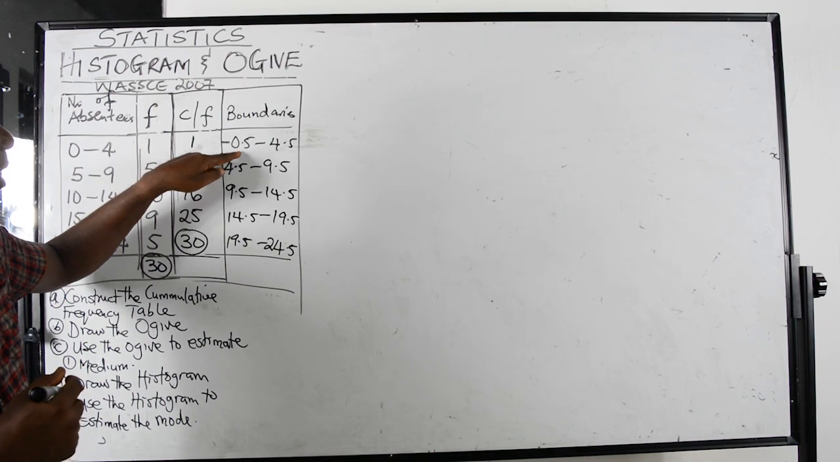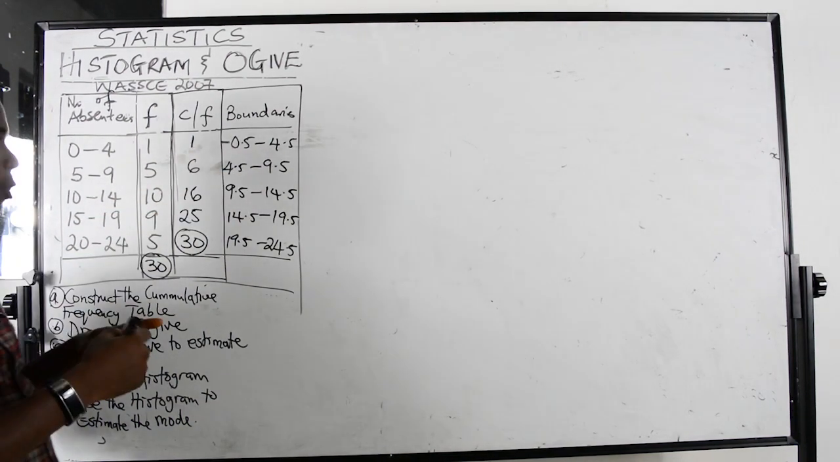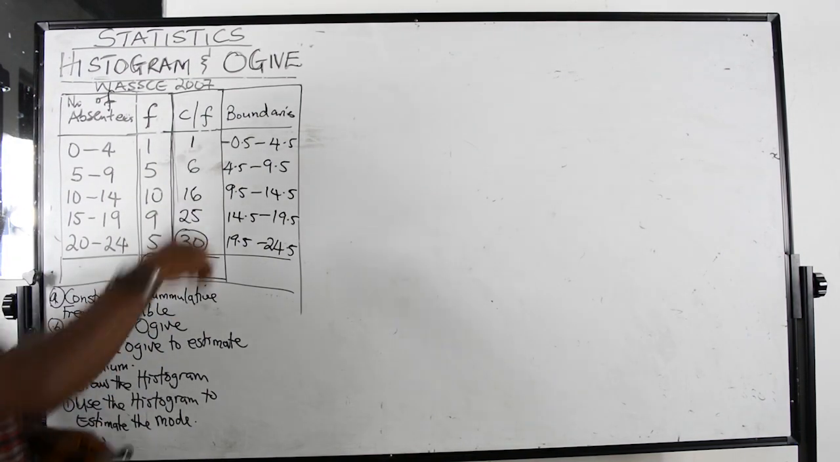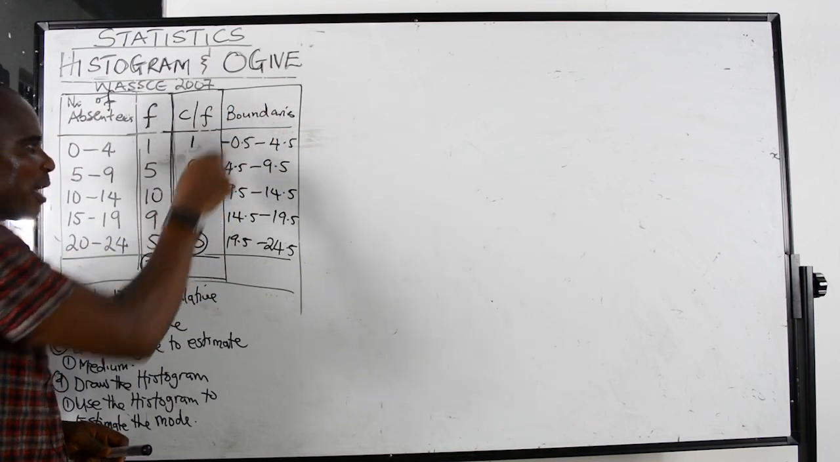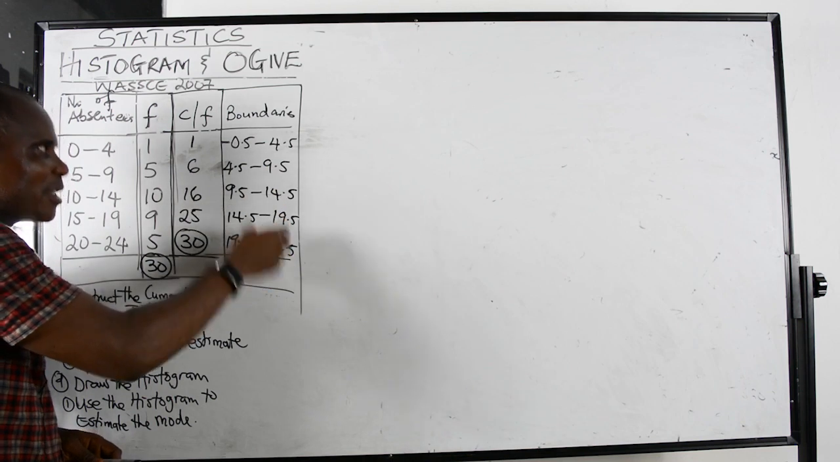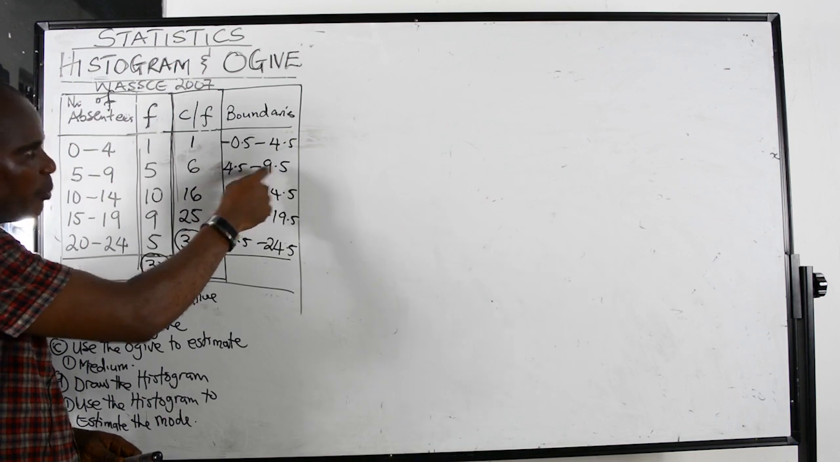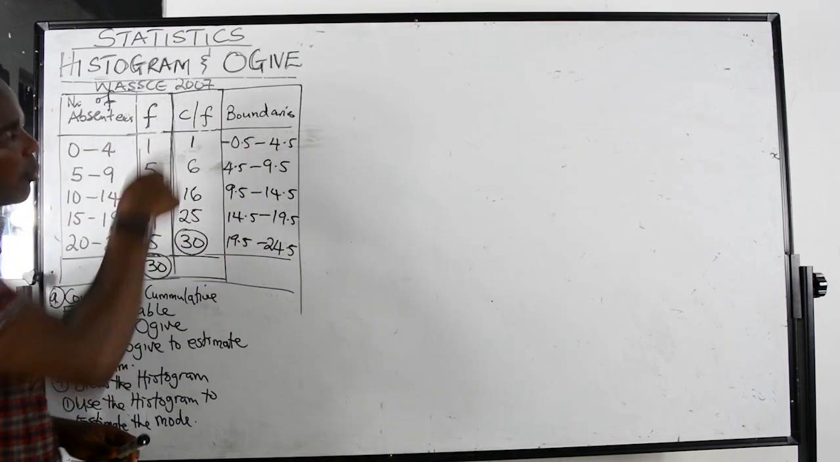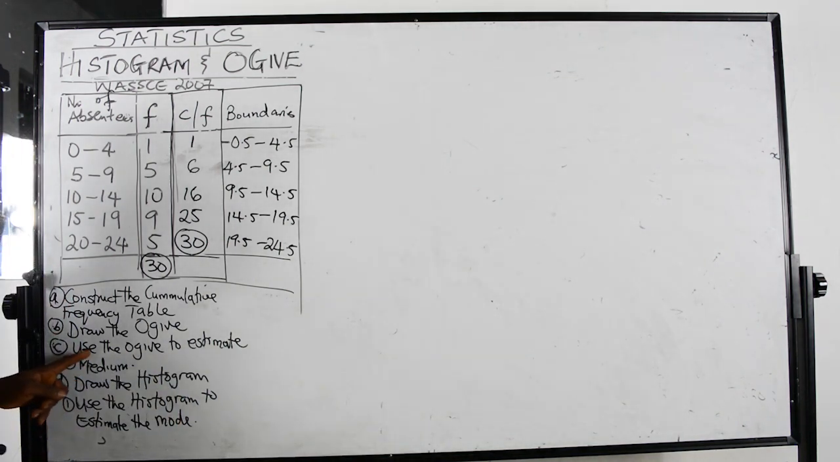You have the lower class boundary, the upper class boundary, lower class boundary, upper class boundary. It is not the upper class boundary alone that constitutes the boundaries. You must write both the lower class boundary and the upper class boundary that make up the boundaries. The bigger number here is the upper class boundary. This constitutes the boundaries, so we have got the boundaries. Now we come to draw the cumulative frequency curve.